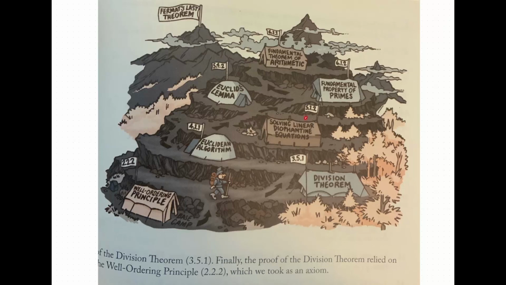And so with Bezout's lemma, we proved Euclid's lemma. And then the fundamental property of primes that is mentioned here is that if p divides a product of numbers, it must divide one of them. And then finally we got the fundamental theorem of arithmetic. And so we have climbed this mountain towards the fundamental theorem of arithmetic. And then it has Fermat's theorem off in the distance and another peak.